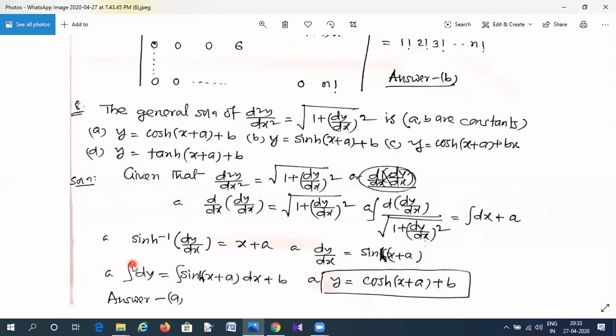If we take again the integration, we'll get y is equal to the integration of sinh x, which is cosh x, so y = cosh x + a plus some another constant b. So the answer is A.